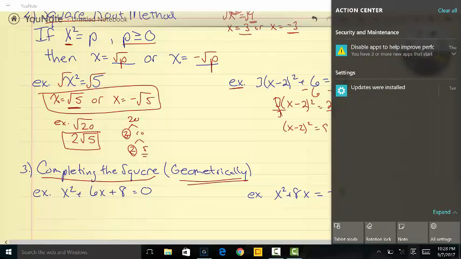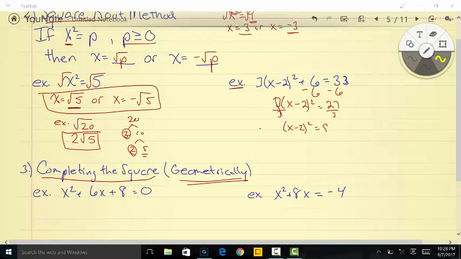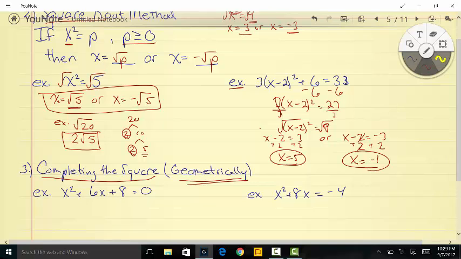And then to get rid of the square, we're going to square root. Now when we square root, that means x minus 2 could equal 3, or x minus 2 could equal negative 3. So now we have two equations to solve. We add 2 on this one, and we get that x could equal 5. We add 2 on the second one, and we get that x could equal negative 1. So two solutions to our quadratic equation.